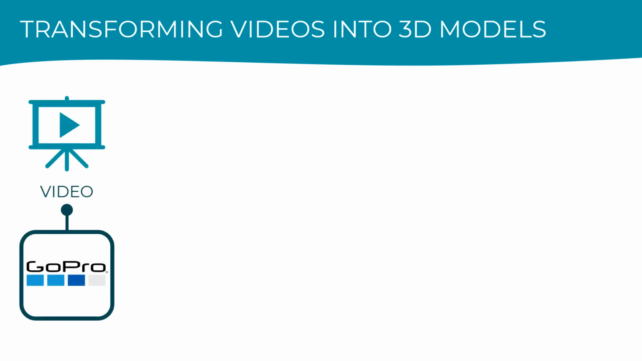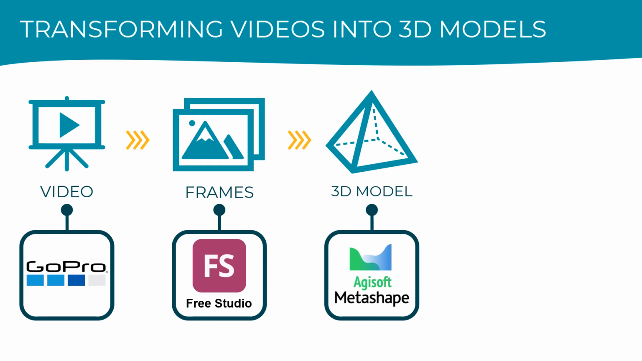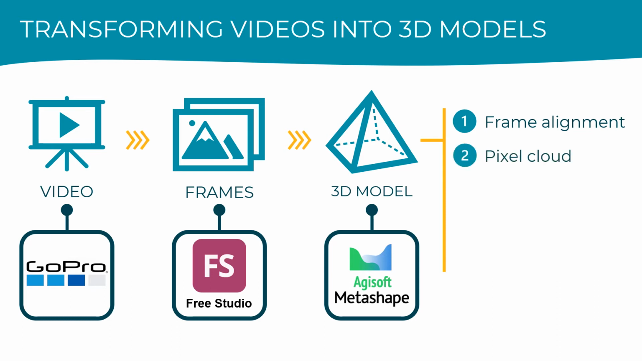So from the video generated with the GoPro cameras, we could extract around 100 frames in Free Studio software, and those frames were loaded on Metashape software to build the 3D model. To construct the model, first we had to align all the frames, and trying to find the coincident pixels is something that the software does by itself. And after that, we had a cloud of pixels, first a sparse cloud and then a dense cloud.